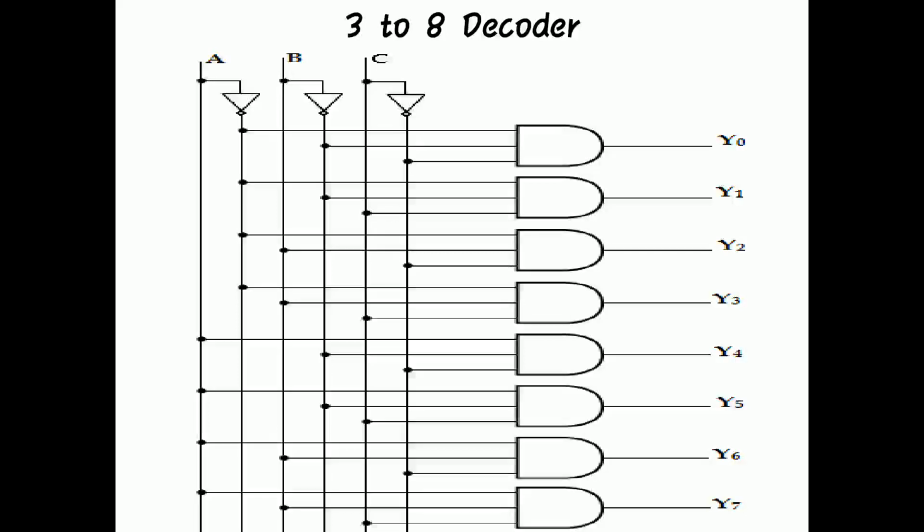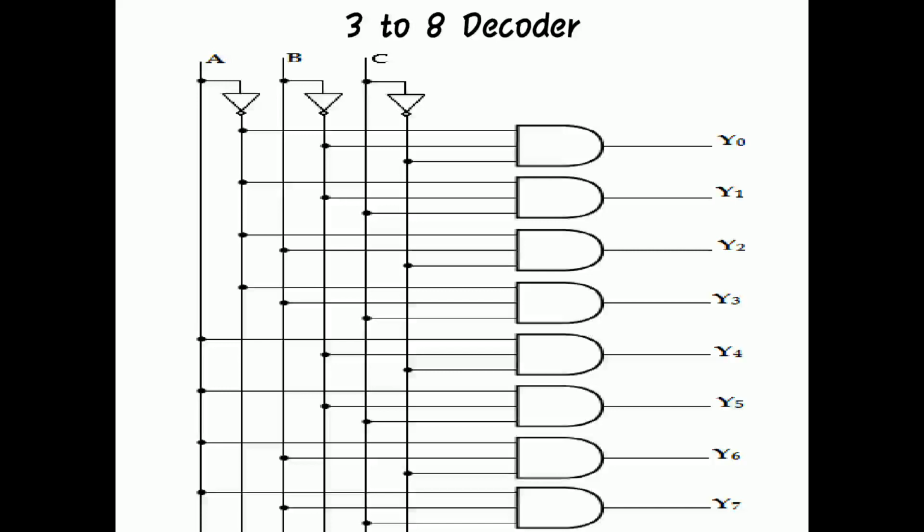Next 0 1 1. What is 0 1 1? A bar input, I have taken an input from B, I have taken an input from C. So 0 1 1 is Y3. Next 4. How am I going to represent 4? A is 1, B is B bar, C is C bar. 1 0 0 is Y4. Next 1 0 1 is Y5. Next after Y5 what happens? 1 1 0. Last is 1 1 1.